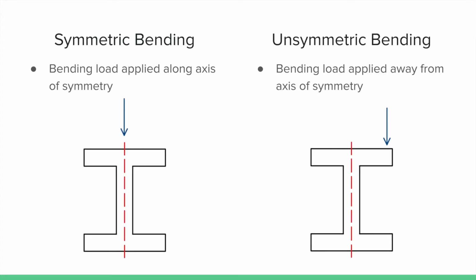Bending can also occur symmetrically and unsymmetrically. Symmetric bending occurs when the bending load is applied along the axis of symmetry, whereas unsymmetric bending occurs when the bending load is applied away from the axis of symmetry.